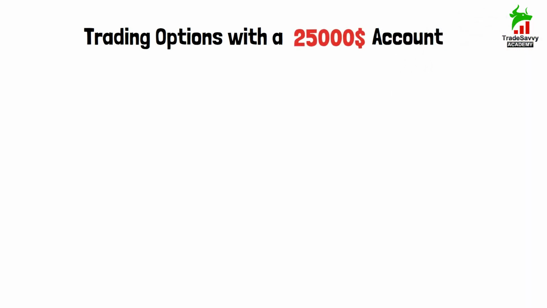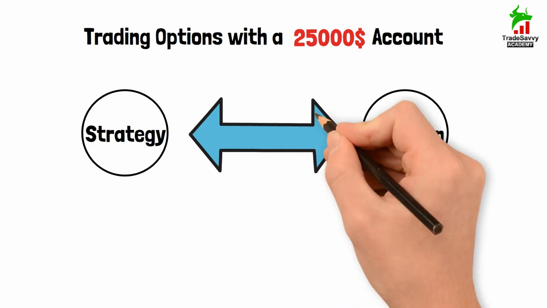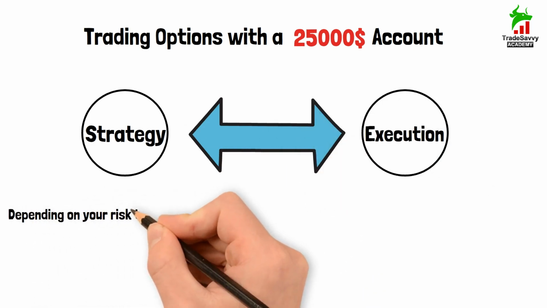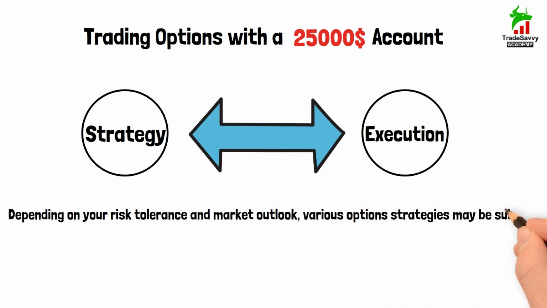When trading options with a $25,000 account, it's important to consider both strategy and execution. Selecting strategies. Depending on your risk tolerance and market outlook, various option strategies may be suitable. Covered calls. This strategy involves holding shares of an underlying asset while selling call options against those shares to generate income. I will cover these strategies in more depth in separate videos.